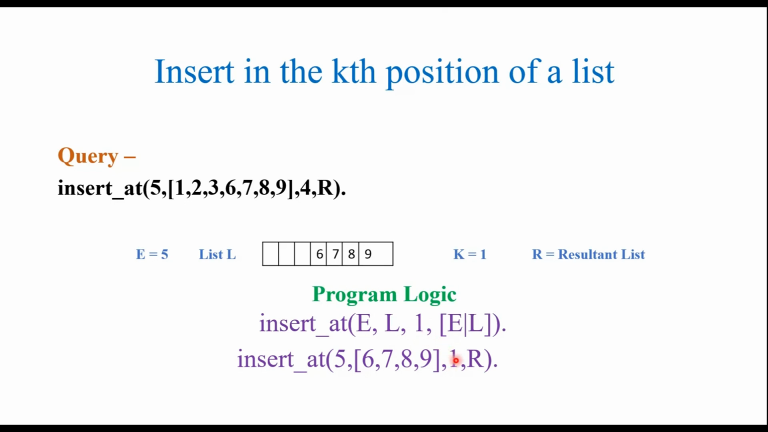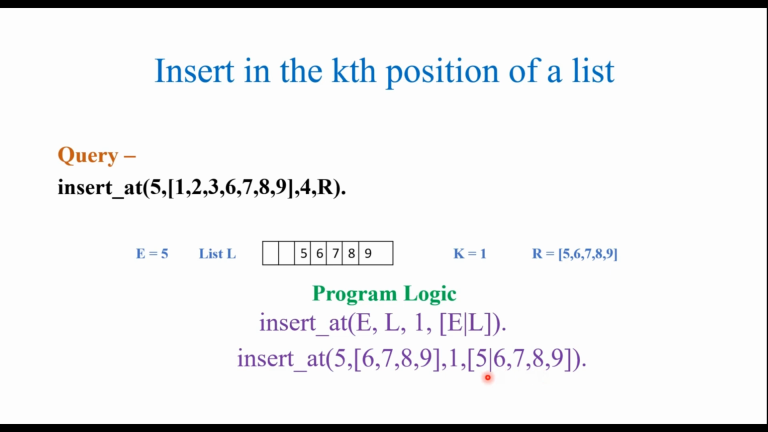Now, since these two values match each other, it will store the value 5 in the variable E and the list 6, 7, 8, 9 in the variable L. Thus, it will replace E with 5 and L with 6, 7, 8, 9. Now we have this result as 5, 6, 7, 8, 9. This is the first result that we got after executing the base condition. Before that, the result was not calculated, but it is calculated at the base case.